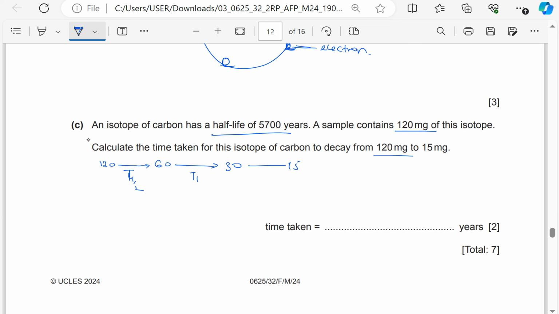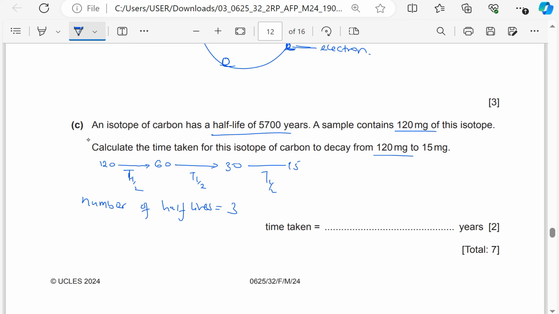This is 2 half-lives. This is 3 half-lives. Because every time you divide by 2, that is after 1 half-life. So it means the number of half-lives equals 3. So if I want to find the time for the isotope of carbon to decay into that, it is after 3 half-lives.